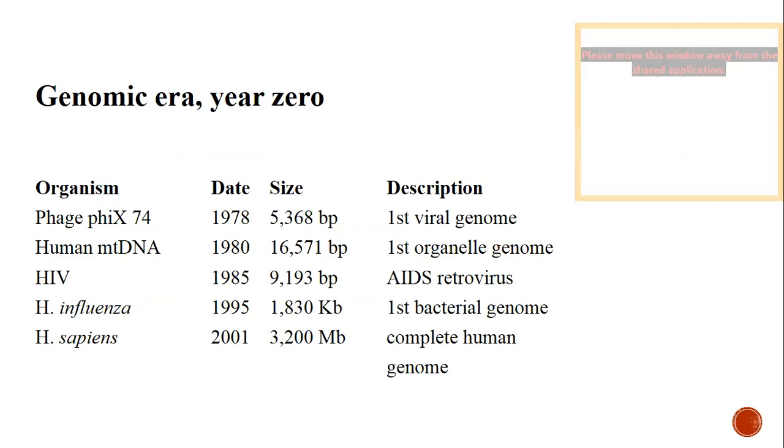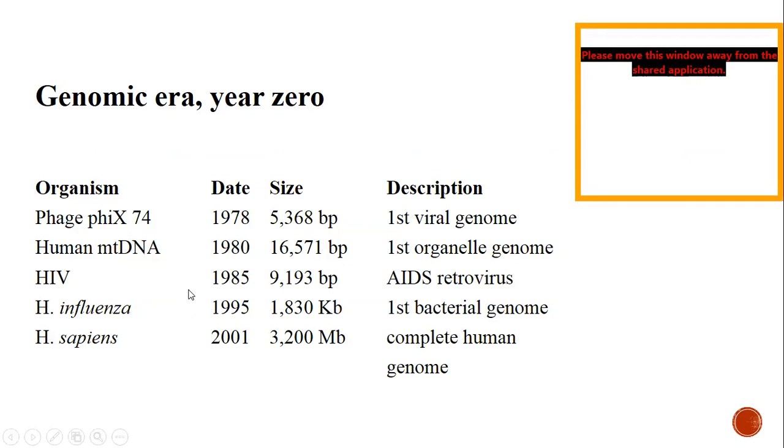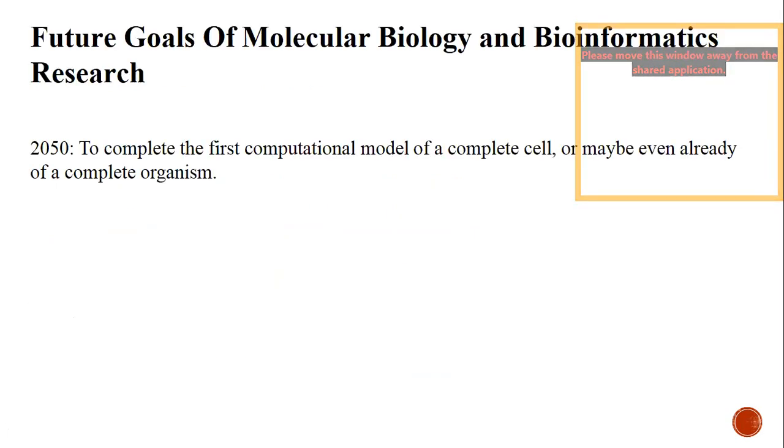So in the genomic area, different organisms were sequenced over time. We have the first viral genome in 1978, the first organelle genome, the human mitochondrial genome, in 1980. In 1985, we have the AIDS retroviral genome, HIV. In 1995, we have the first bacterial genome, and in 2001, we have the complete human genome project sequence.